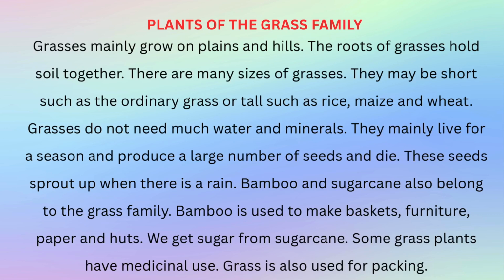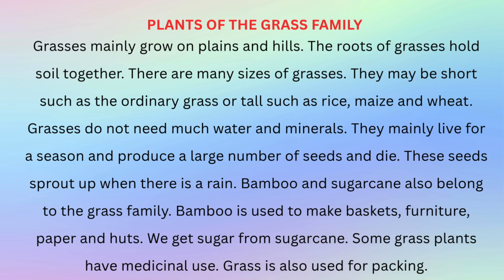Plants of the grass family. Grasses mainly grow on plains and hills. The roots of grasses hold soil together. There are many sizes of grasses. They may be short such as the ordinary grass or tall such as rice, maize and wheat. Grasses do not need much water and minerals. They mainly live for a season and produce a large number of seeds and die. These seeds sprout up when there is a rain.